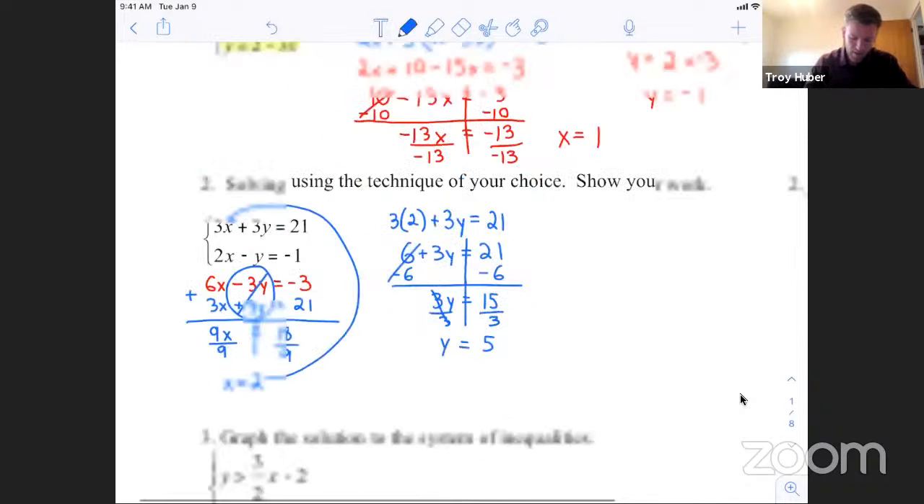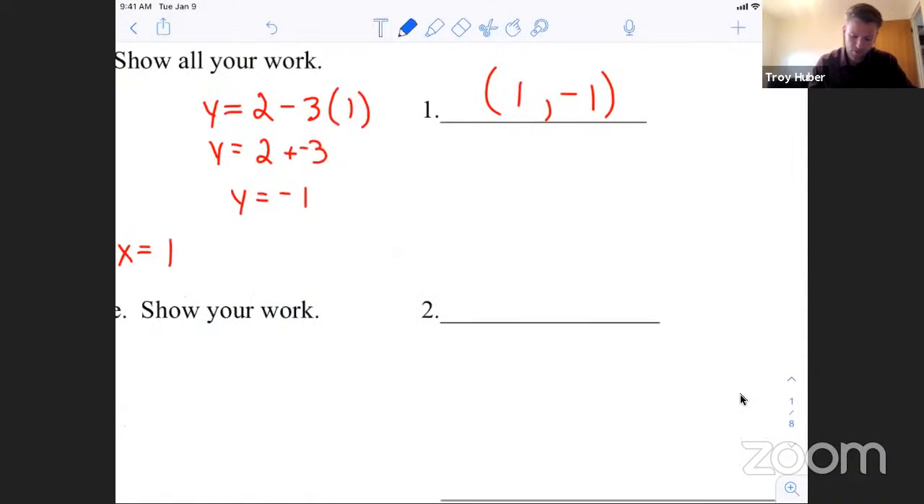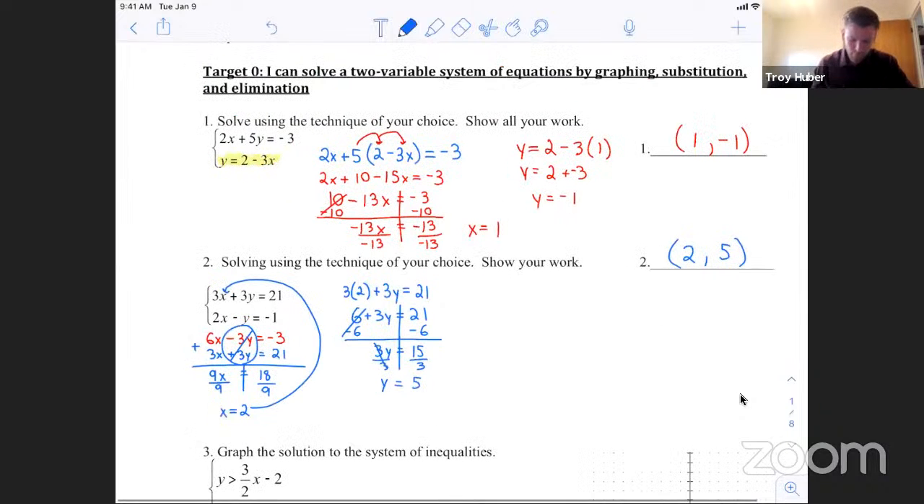So for this one, I would have the point (2, 5) as their solution. All right, and that is how we would use the elimination method.